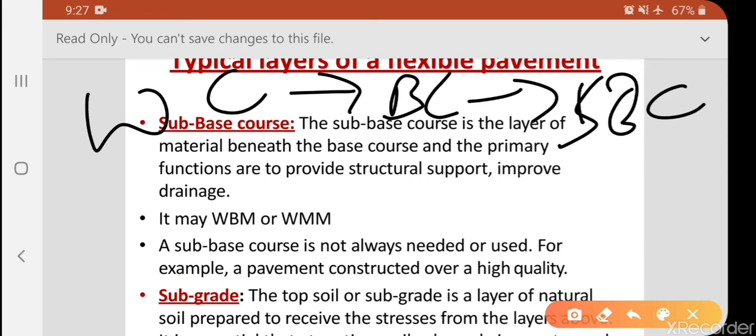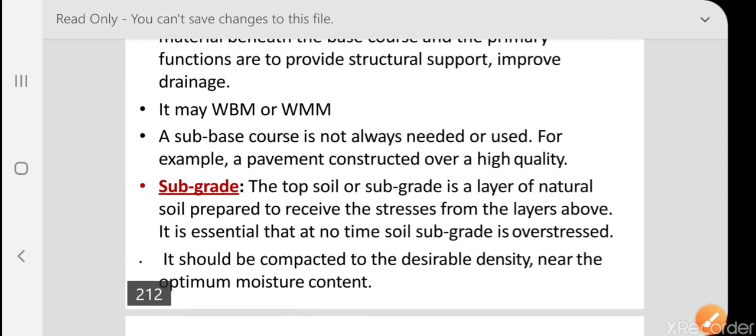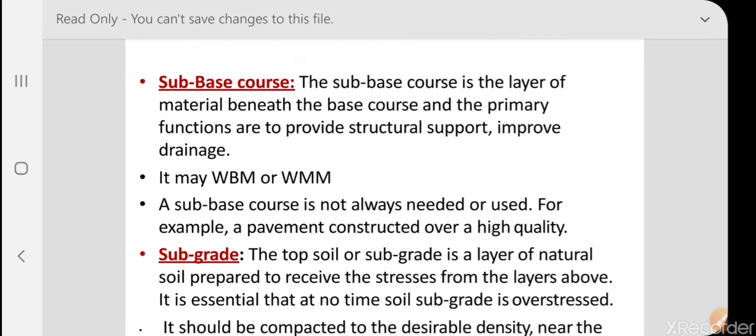The primary functions of this are providing proper drainage and structural support to the roads. Next, a sub base course is not always needed. Again, it's optional.